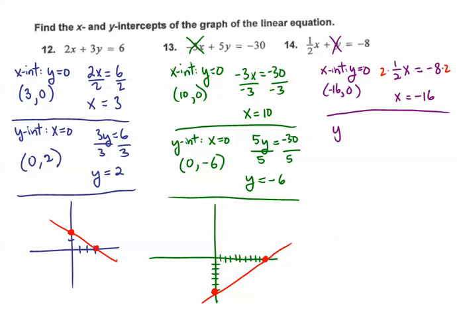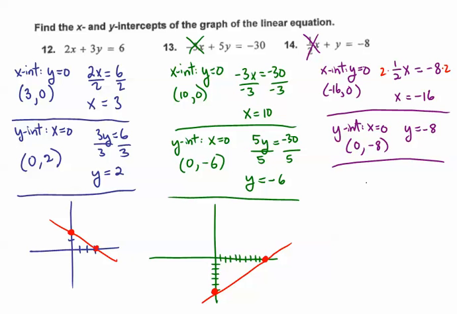The y-intercept, x is equal to 0. And this time, y-intercept x is equal to 0, and we simply get y is equal to negative 8. So we'll have the point 0, comma negative 8.